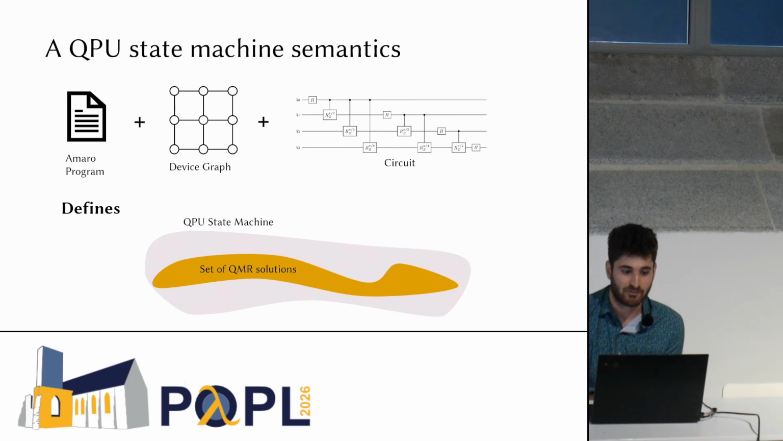So together, these three components define a set of solutions. The way that we formally define the semantics of an Amaro program is as a function from graphs and circuits to sets of solutions, or alternatively as a relation between a graph, a circuit, and a solution that says that this output is valid for the two inputs.